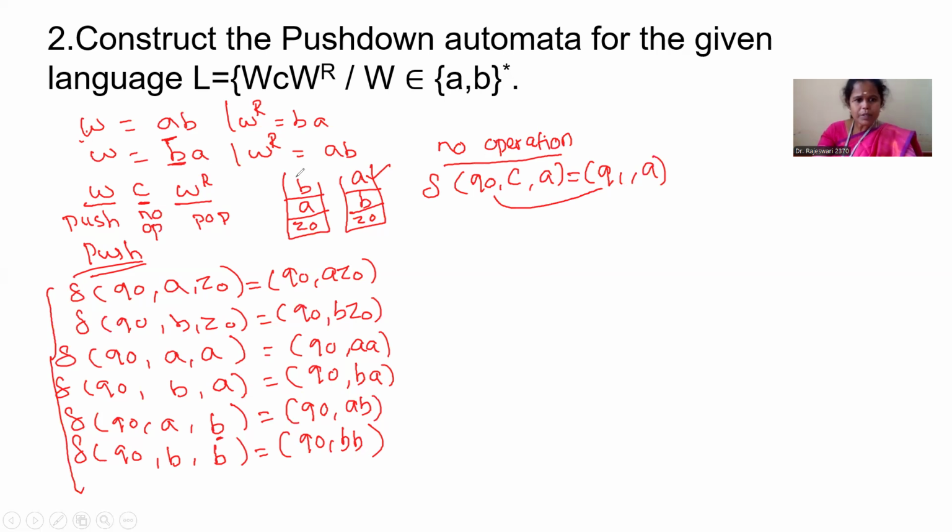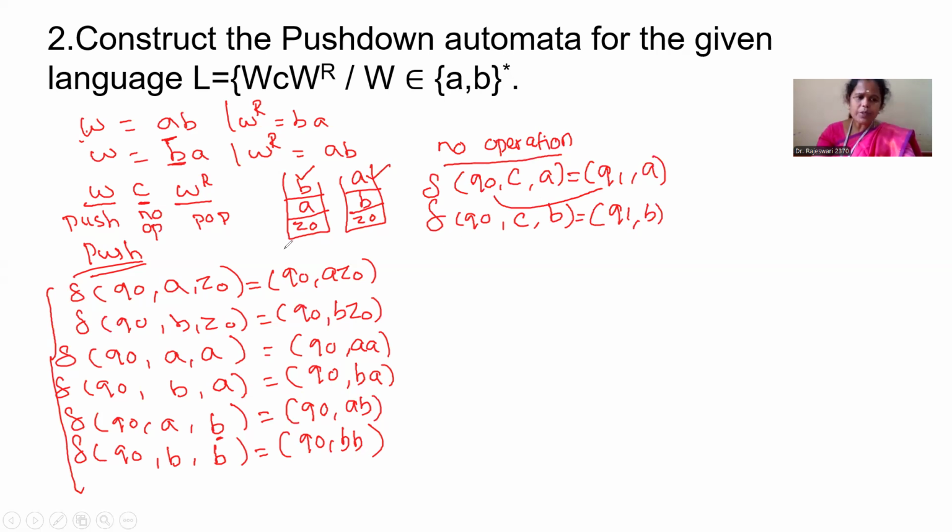Then suppose on the top of the stack we have symbol B. B is there on the top and we are verifying the separator C. So how can you write the transition function? It should be (q1, B). Then that's all. So we are here. W has been processed. C has also been processed.